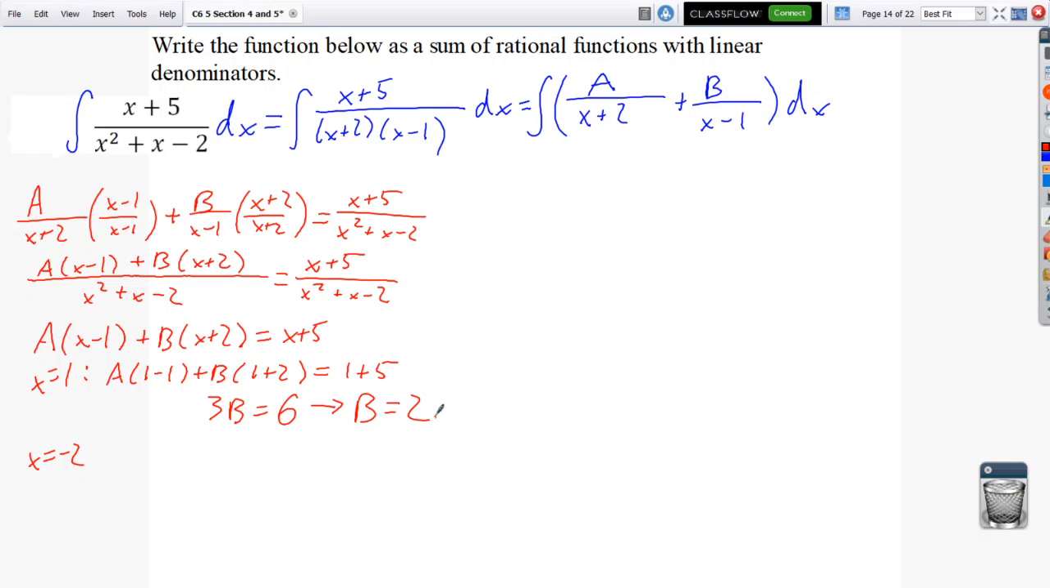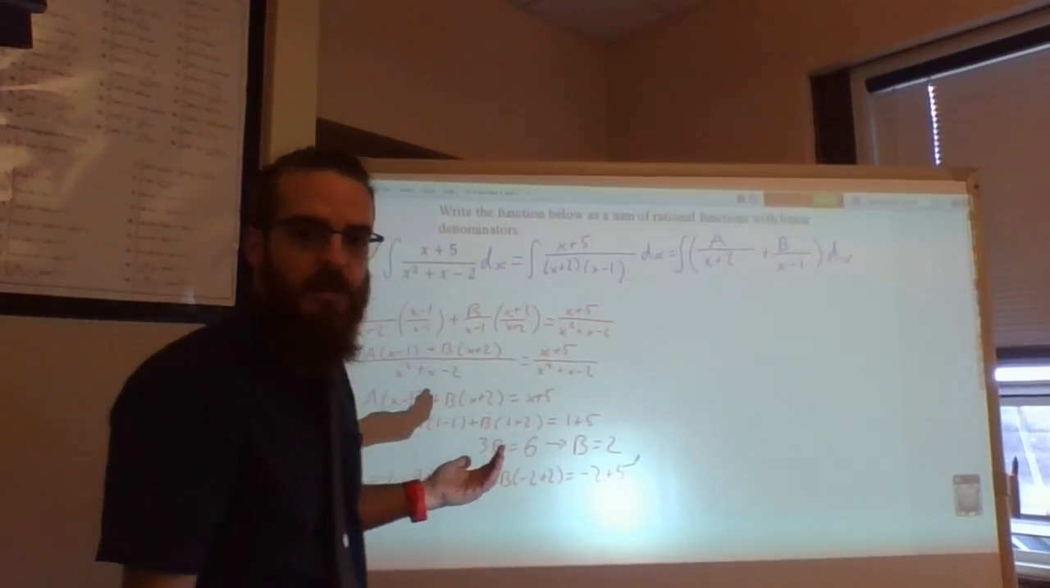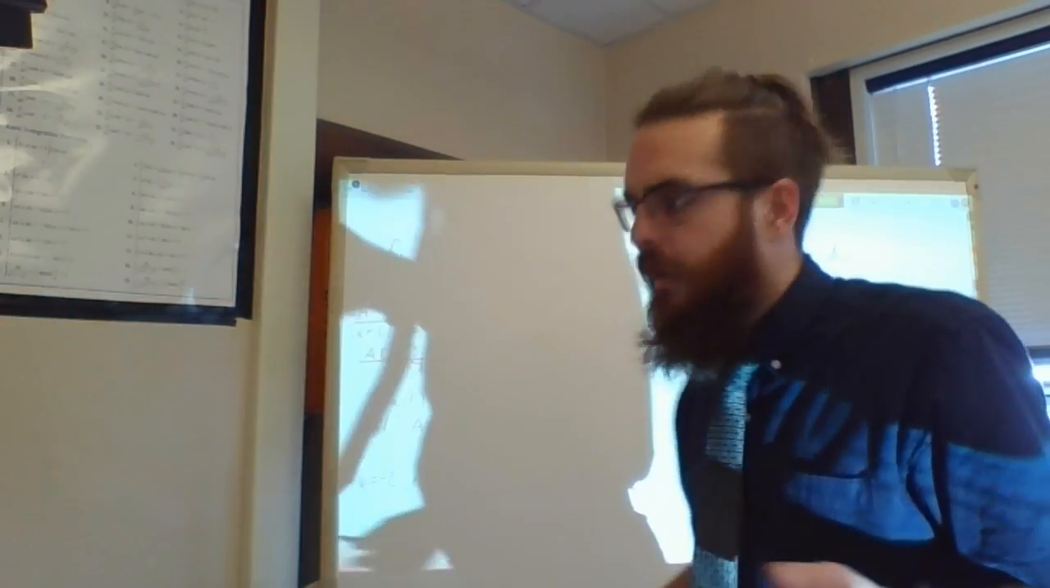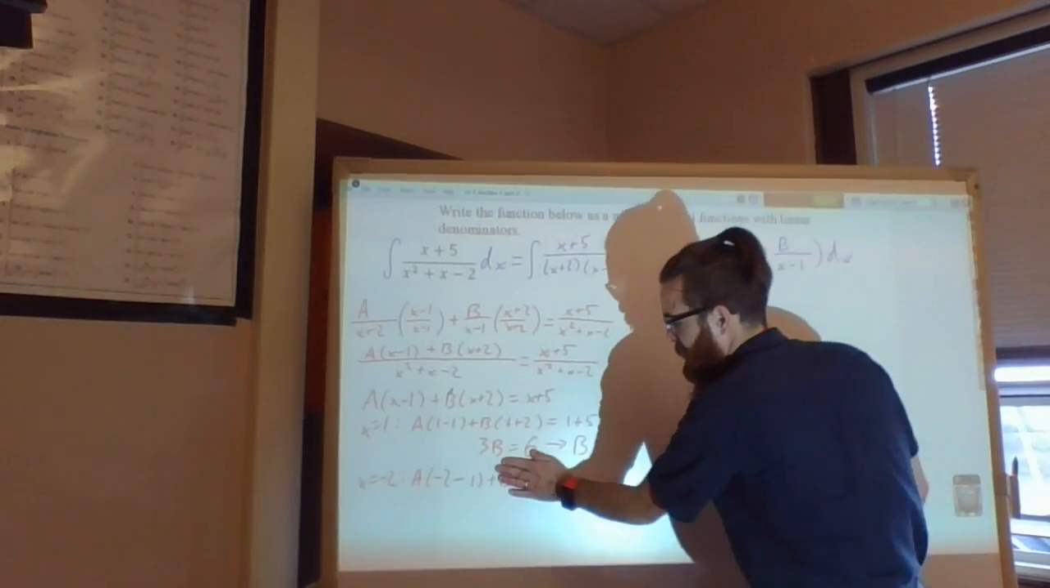Finding out a with negative 2, technically what I have to write down is a times negative 2 minus 1 plus b times negative 2 plus 2 is equal to negative 2 plus 5. Honestly, I don't write that out every single time. What I do is I take my hand and I cover up the one that I'm trying to say is a non-issue. I made x equal to negative 2. That's making this not there. I just cover it up.